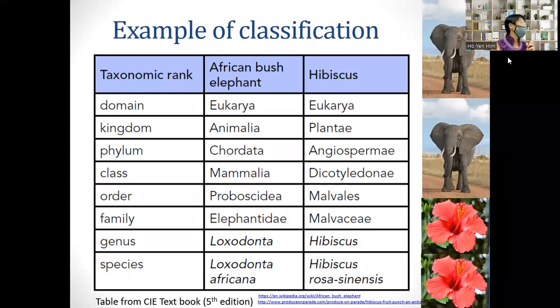So you might be asked to write down the name for the taxonomy of certain organisms when certain information is given to you. Then you need to draw a table and write down like this. So this is the African bush elephant and this is hibiscus. You don't have to memorize them, you just have to know that this is a hierarchical arrangement. Just remember that.